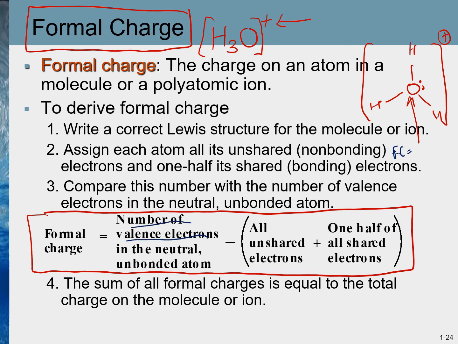the number of valence electrons in the neutral unbonded atom. In a neutral unbonded oxygen atom, we know that it has 6 valence electrons, minus, in parentheses, all unshared electrons. Oxygen has one lone pair, so these are 2 unshared electrons, minus 1/2 of all shared electrons. Oxygen has 6 shared electrons around it, so 1/2 of 6 is 3. I apologize, so it is 2 and then it's plus, sorry, not minus. So when we solve it, it will be 6 minus 5, which equals 1 or plus 1. So the formal charge on oxygen is plus 1.